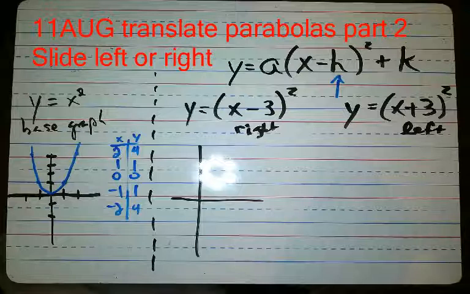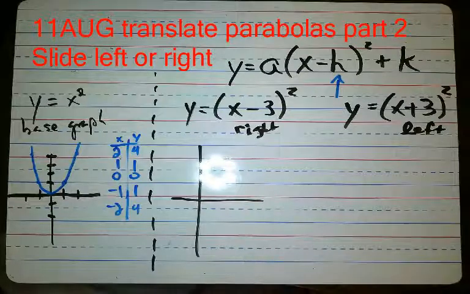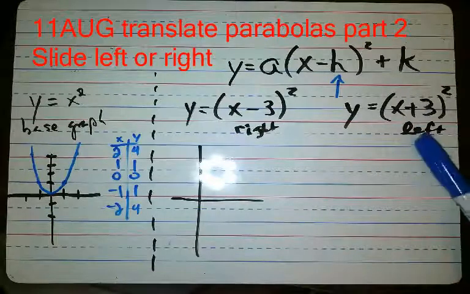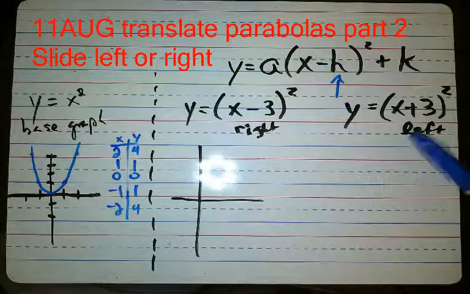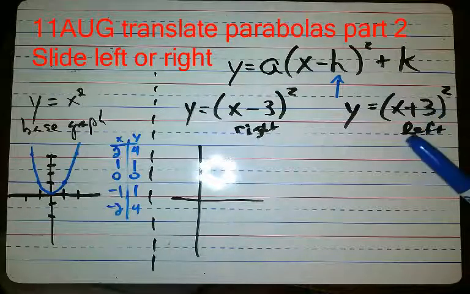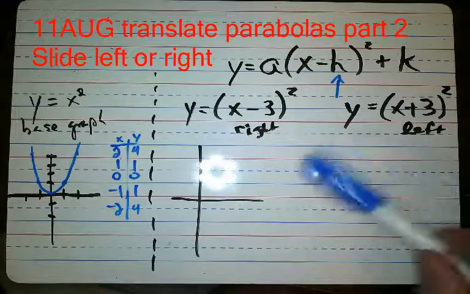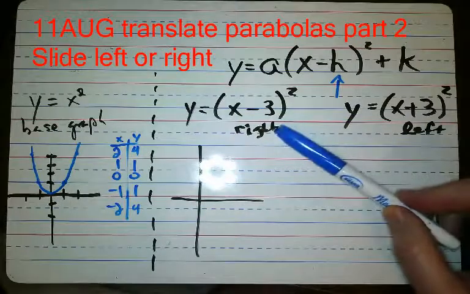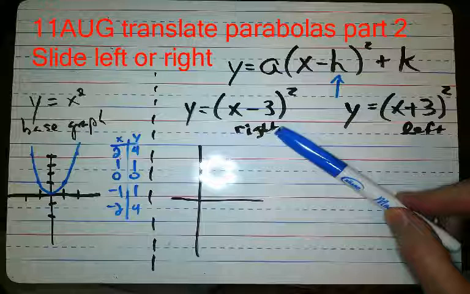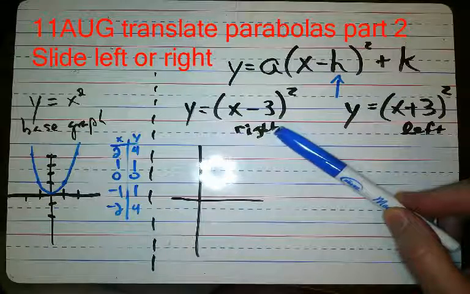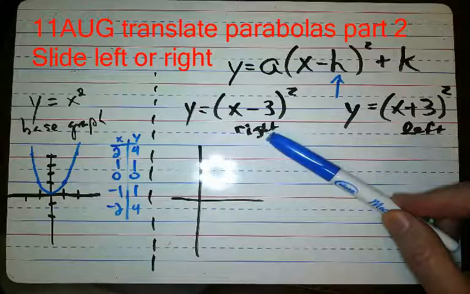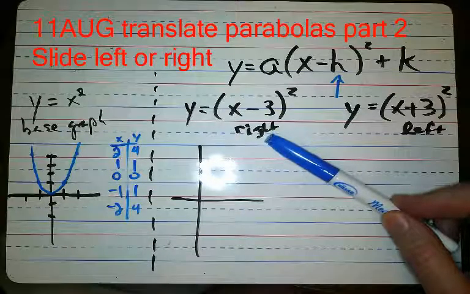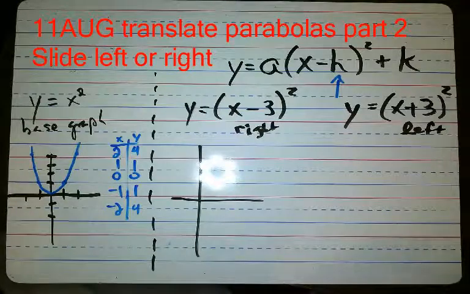If you add a number inside, it doesn't have to be 3. If you add a number inside, it's going to move it to the left no matter what number you add. I can add a 7, a 2, a 1.5. Doesn't make any difference. You can add fractions or decimals. Same thing over here. If you subtract any number, if you subtract a half, then you're going to move it right. If you subtract a 7, you're going to move it right 7. So here we're subtracting 3.